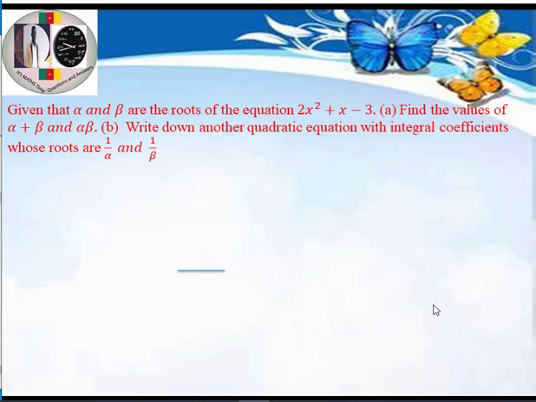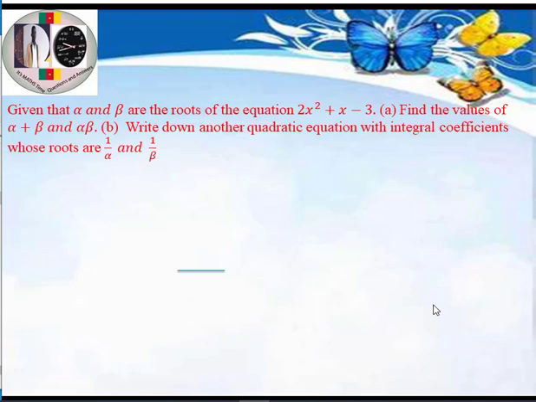Today's question, we are going to talk about quadratic equation. It says that given that alpha and beta are the roots of the equation 2x squared plus x minus 3, find the values of alpha plus beta and alpha beta. B. Write down another quadratic equation with integral coefficients whose roots are 1 on alpha and 1 on beta.